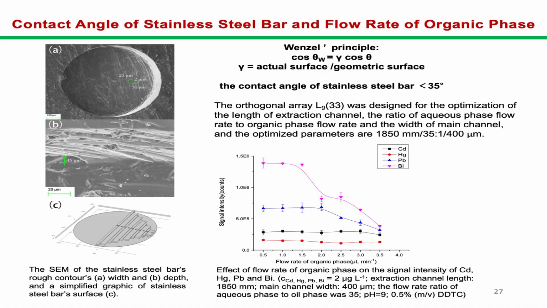So what's the problem with that? In this case, we referred to the Wenzel principle, the rough contour. Theoretically, the surface of the end of the stainless steel bar is normally rough. So there's the actual surface of the stainless steel bar and also the geometric surface, and this ratio is the rough contour.